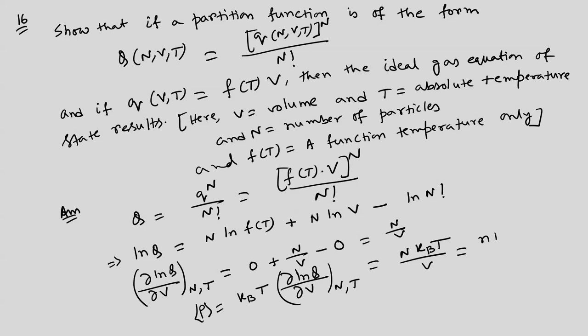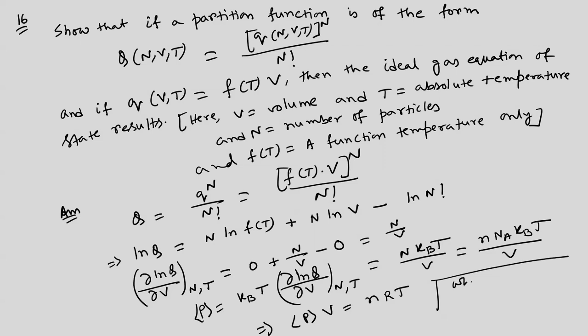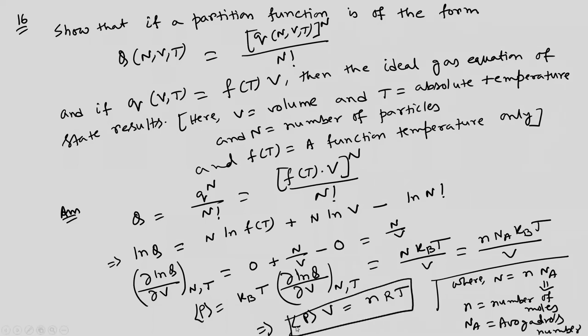And N kB is nothing but n times NA times kB, times T by V. So, we get average pressure times volume is nRT, where capital N is nothing but n times NA. Small n is the number of moles, and NA is Avogadro's number. So, we have proved that average pressure times volume gives nRT.